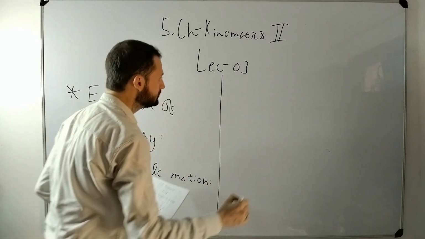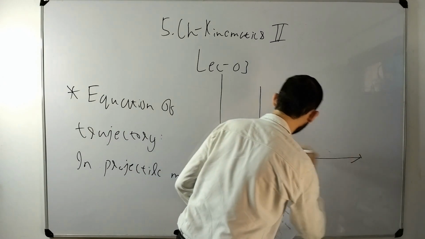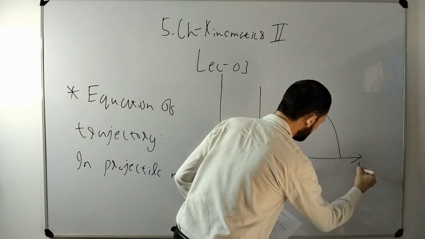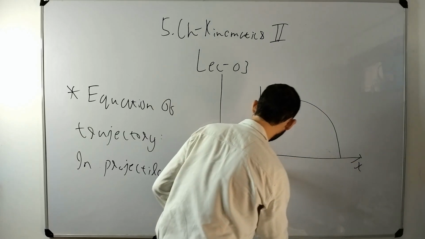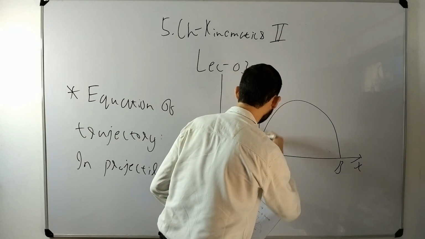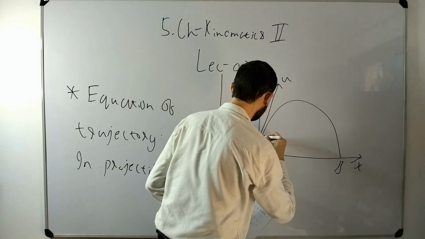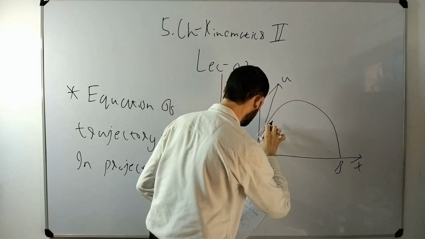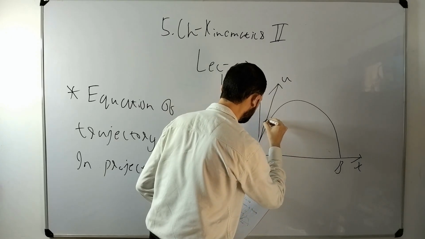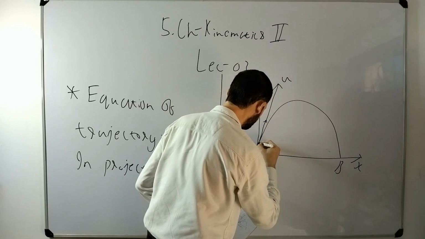So what is projectile motion? Let me actually draw the diagram for you, then it would be easy. This is the projectile and this is X and this is point A, this is B and this is U, the velocity with which it is thrown. Yes, students, this is fine. Then this becomes theta, the angle of projection.